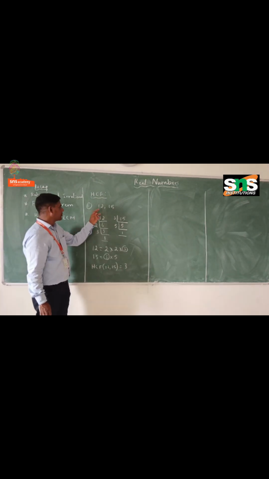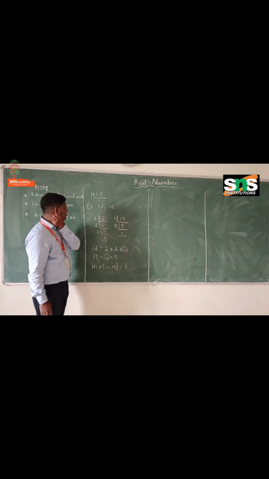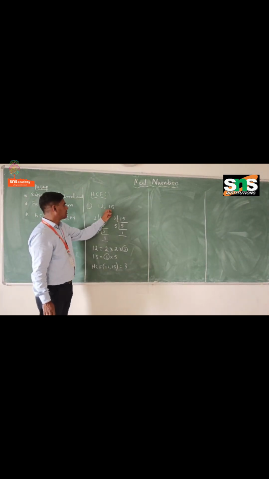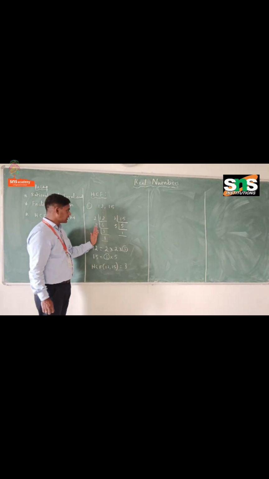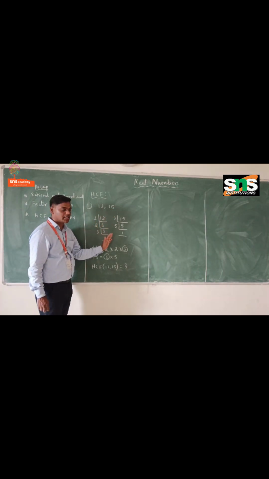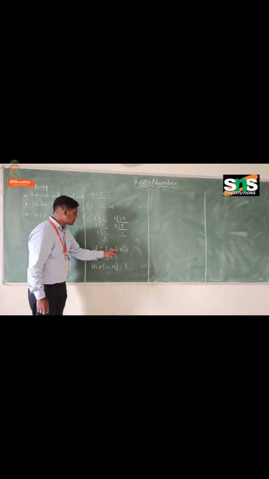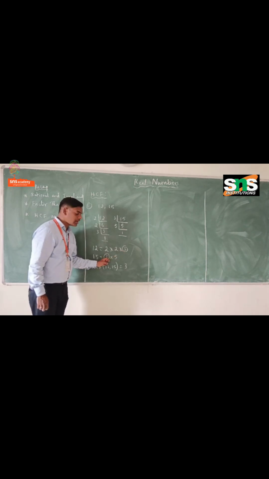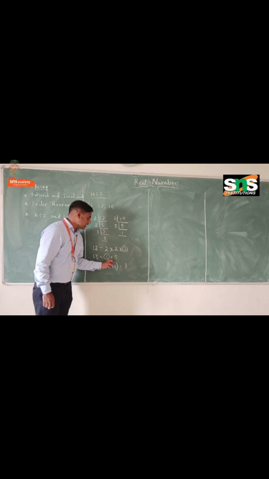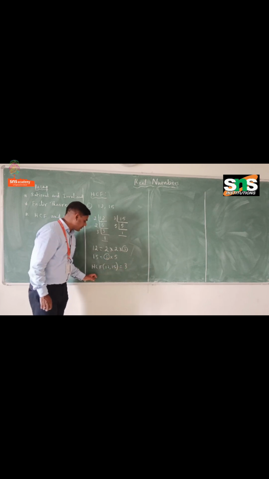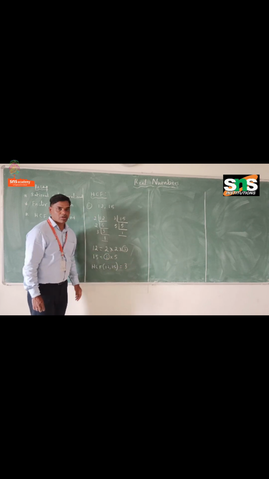Please see that once again. How to find the HCF for a given number? Here the given numbers are 12 comma 15. You take the prime factors of each separately. After finding the factors of 12 and 15, you see which factor is common to both. Here 3 and 3 are the common factors, so we choose one. So the HCF of 12 and 15 is equal to 3.